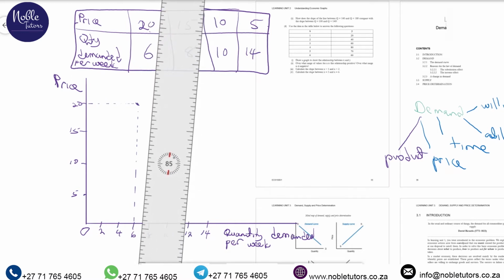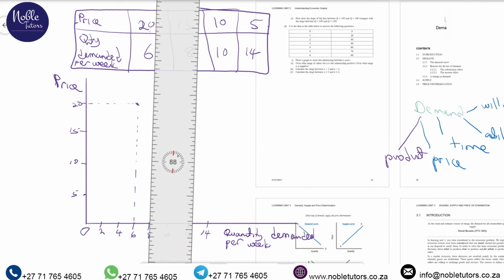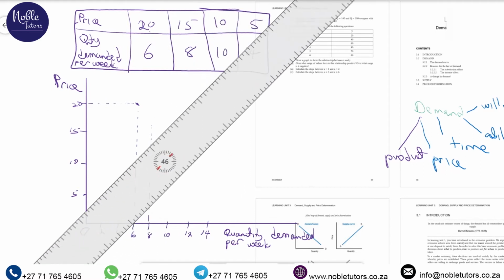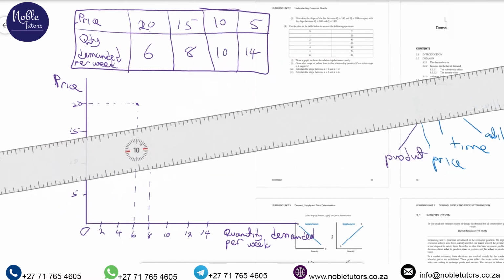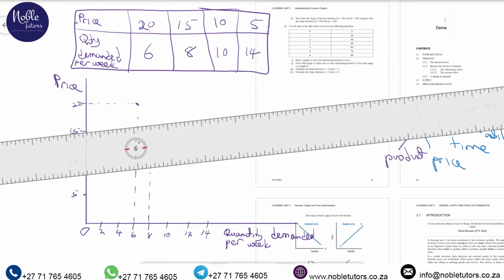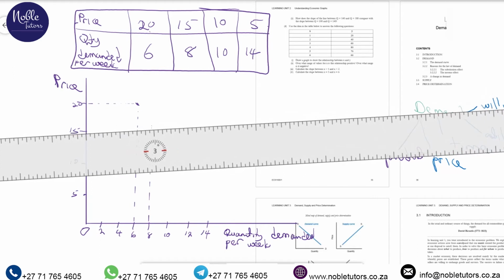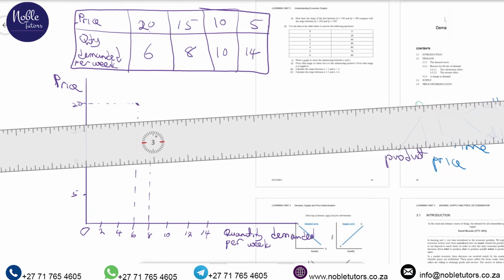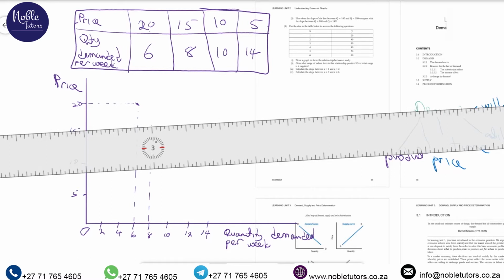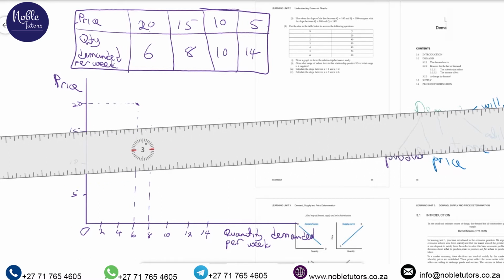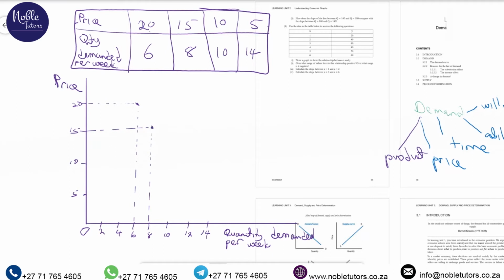Then draw a dotted line going up. Fifteen is here. We have to draw another dotted line. I'm trying to put my ruler correctly. Yes. So where the two are intersecting again, mark a point.